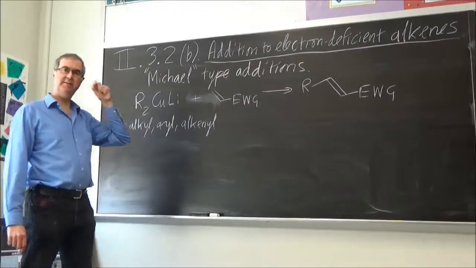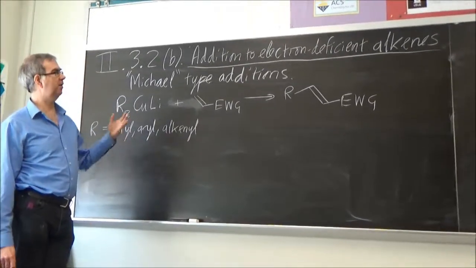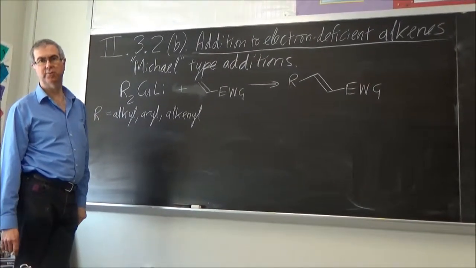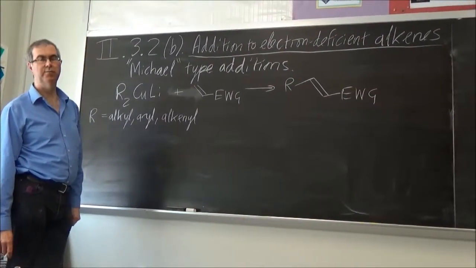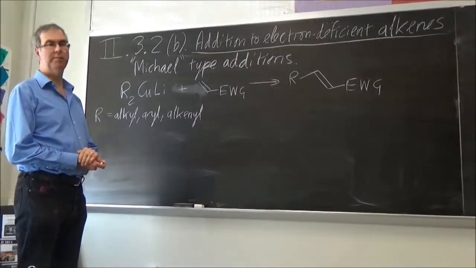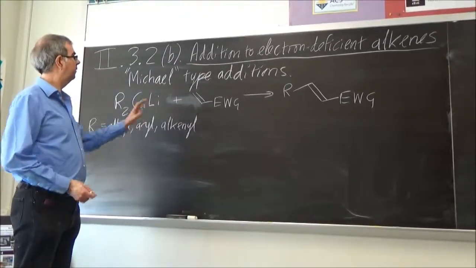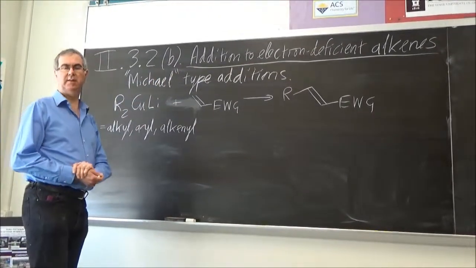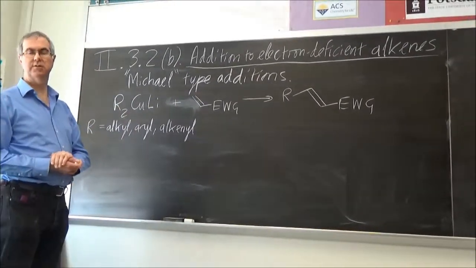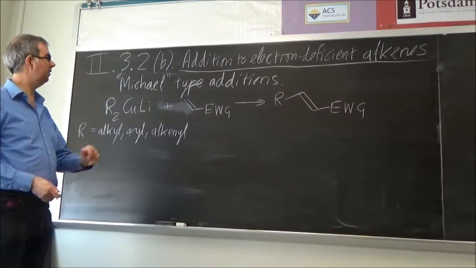Right, next I'd like to cover the other main type of addition to alkenes, and this is where it's specifically an alkene with an electron withdrawing group on it. And we covered this chemistry a little bit in CHEM444 II, but we're going to learn a lot more about it this semester. You may recall the Michael addition is where you add something to an electron-deficient alkene and you generate a kind of enolate type intermediate.